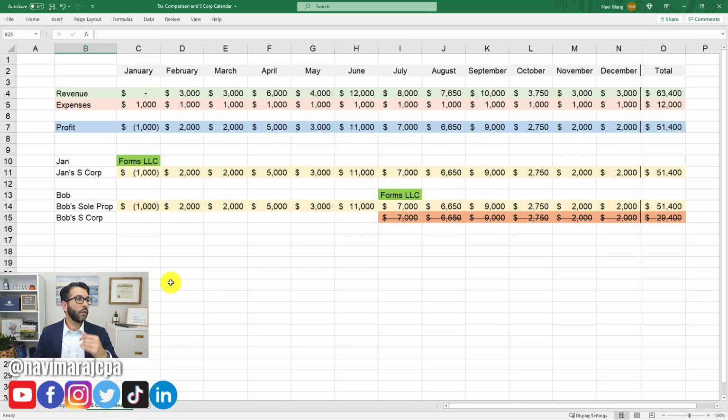But let's take a look at this little slide that I created for you. This is a calendar, January through December. I'm saying you got revenue of this amount throughout the year, expenses of this amount throughout the year, and your profit is this amount throughout the year. So your profitability is $51,400. Based on what you just heard, you're probably like, okay, you gotta be an S Corp here, right?